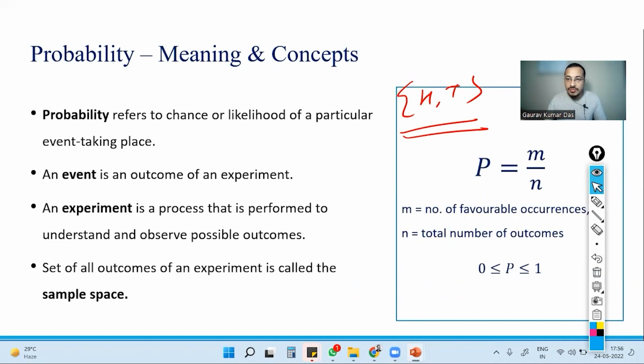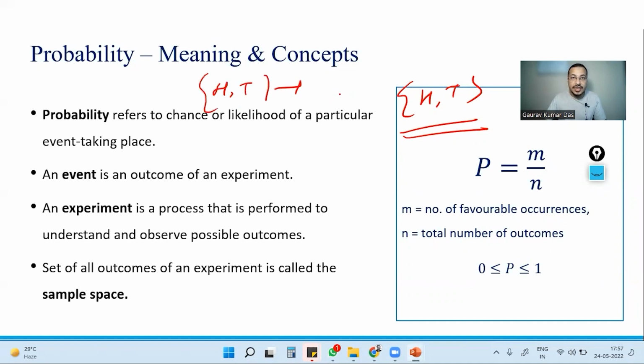So what does probability mean? Numerically, it means the number of favorable occurrences divided by the total number of outcomes, right? So if we talk about head and tail, this is my sample space, and the number of such possible outcomes is 2. So when you toss a coin, in one single coin toss, either a head may come or a tail may come. So their probabilities will be 0.5 and 0.5.